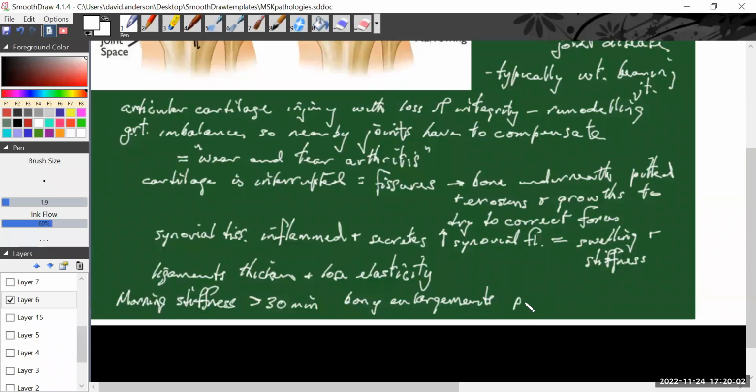And pain, especially on weight bearing, are the big things to look for in somebody with osteoarthritis.